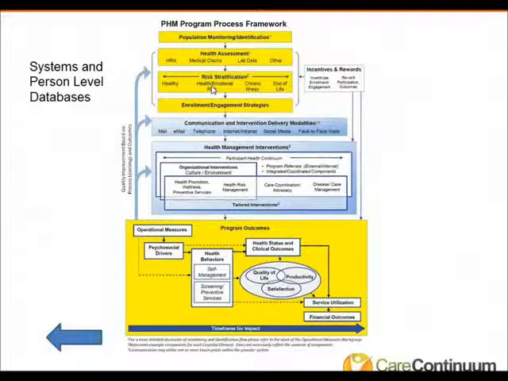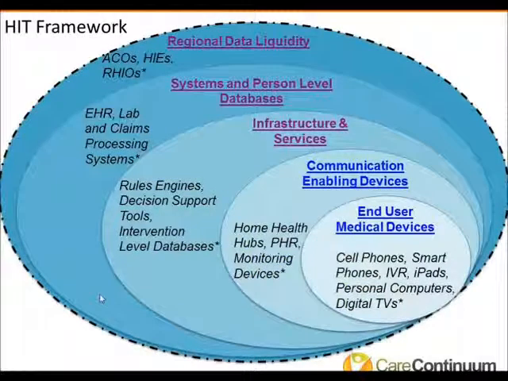So jumping to the framework, we have identified the core components of the process framework that we believe are impacted by these person and systems level databases that I just referenced. So the technologies represented here, including electronic health records, labs and claims processing databases and systems, are those information technology that can help to drive and influence the success of each of these components highlighted here in yellow as part of the PHM process framework.